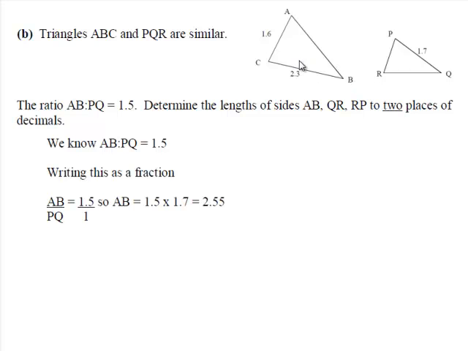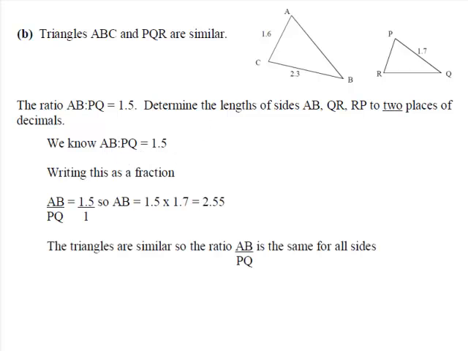Now, the next thing we need to do is to find AC, and AC over PR is in the same ratio as AB over PQ because these are similar triangles. And that's also the same for BC and QR. So AC over PR is 1.5 over 1. So that means PR is equal to AC over 1.5. AC we know is 1.6. So the answer is 1.07. 2 decimal places is what it's asked for, so that's why I've given 2 decimal places.